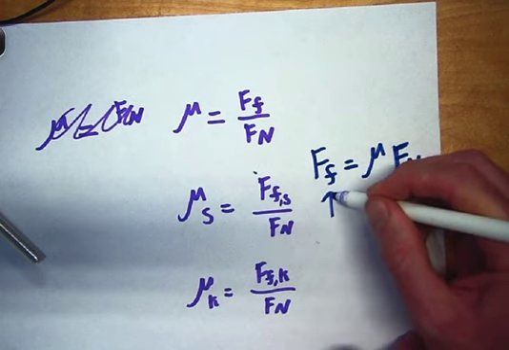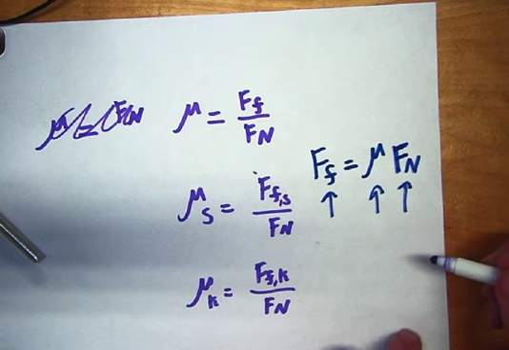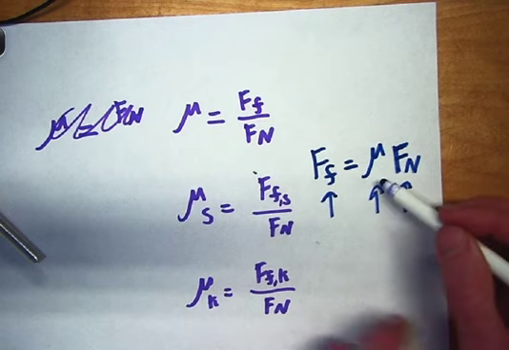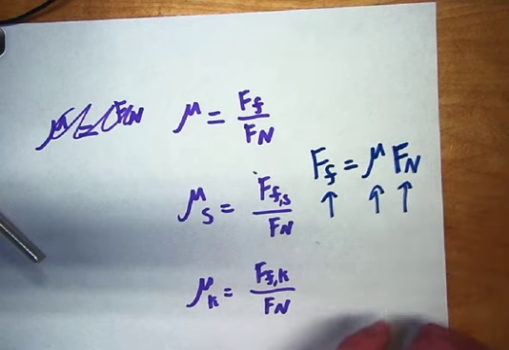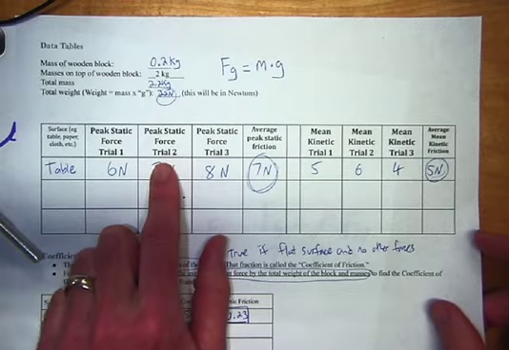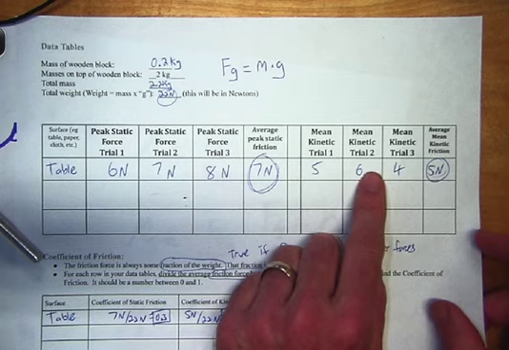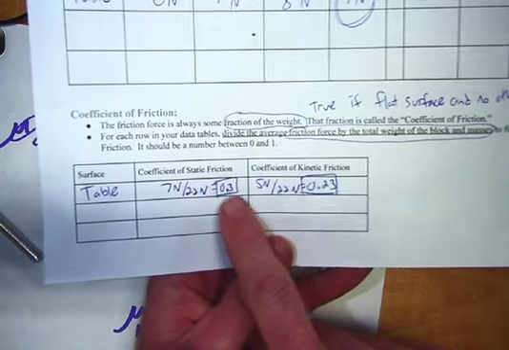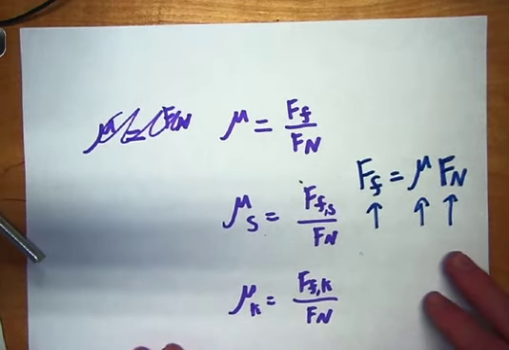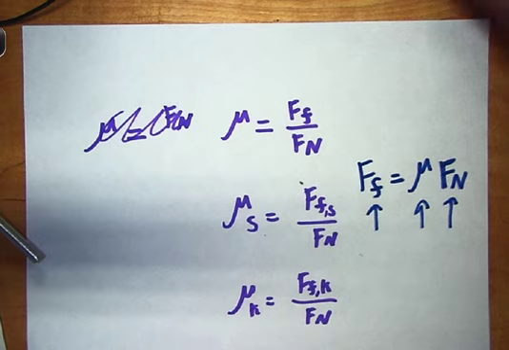And I have a video that I'll post for you on how to work problems that deal with friction forces as well. So this was the wrap up for the lab. One thing was that our peak static friction was generally bigger than our kinetic friction, that our coefficient of static friction is usually bigger than kinetic, and then just following up and understanding what coefficient of friction actually means.